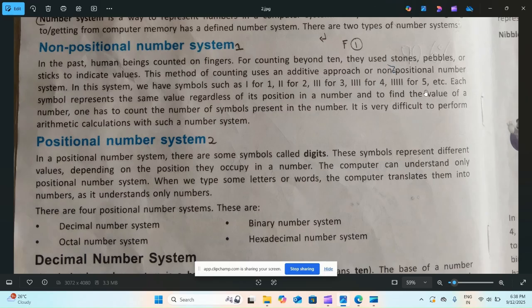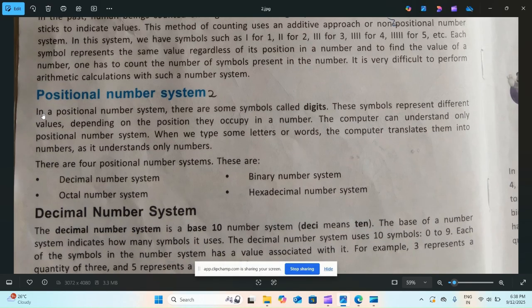See, the same thing is mentioned here. If you read this, you'll understand. Each symbol represents the same value regardless of its position in a number, and to find the value of the number, one has to count the number of symbols present in the number. But in such a number system, it's very difficult to perform arithmetic calculations because the number keeps getting bigger and bigger. In a positional number system, there are some symbols called digits. These symbols represent different values depending on the position they occupy in a number.